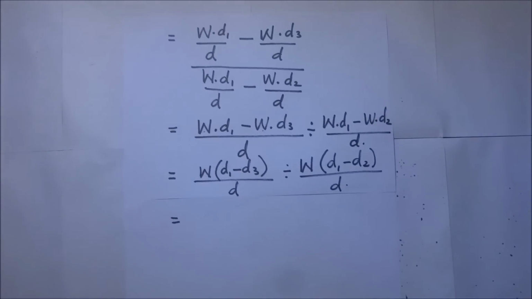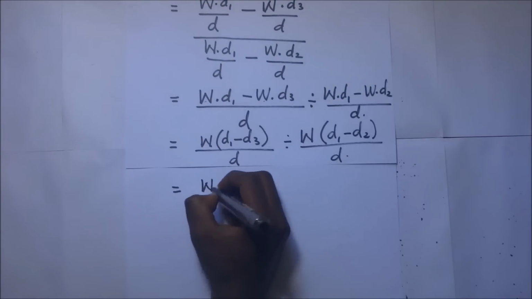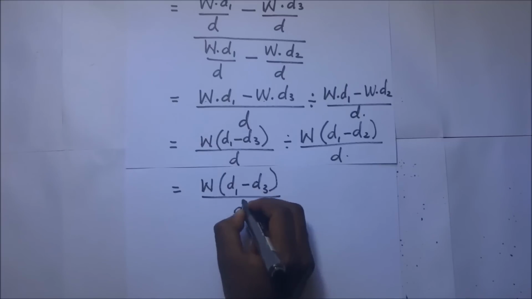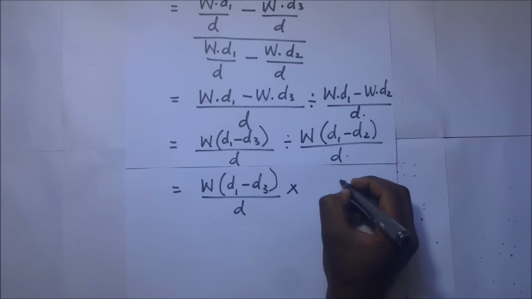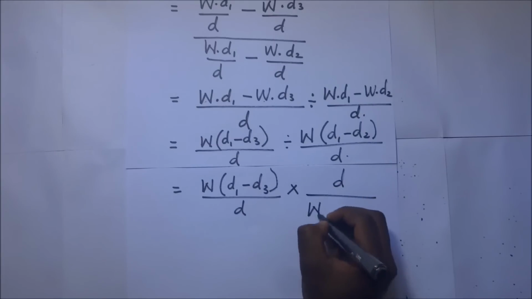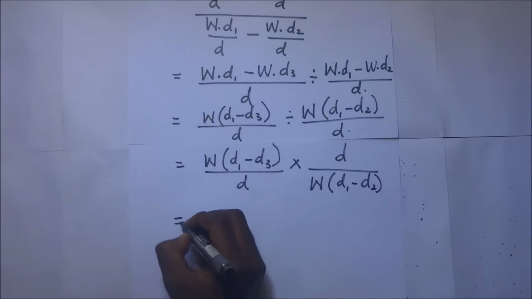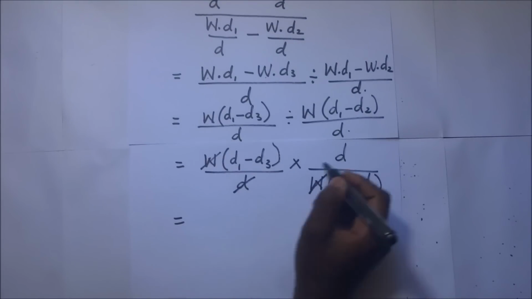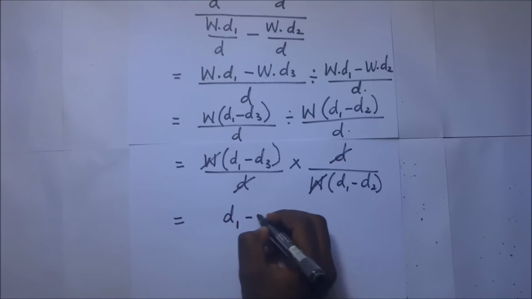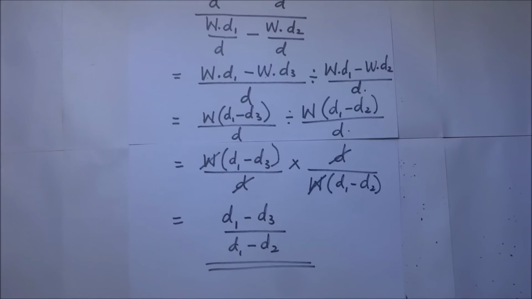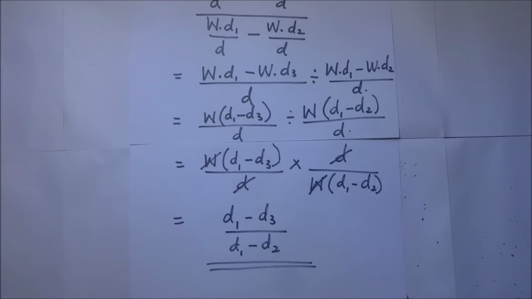So this becomes W into D1 minus D3, divided by D, multiplied by the reciprocal over W into D1 minus D2. And this is definitely going to end up with this W cancelling with that one, and this D cancelling with that. We end up with an expression as D1 minus D3, divided by D1 minus D2. And with this expression, we are able to measure the relative density of a liquid using a balanced lever.